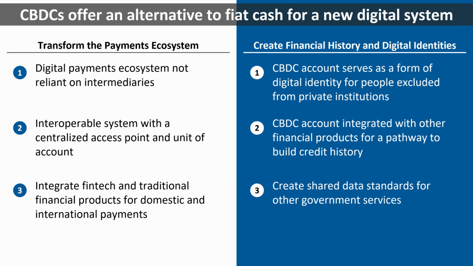Right now, you've seen different payment providers and different financial providers, all interfacing with one another and trying to interact. The challenge, of course, is that you have different systems, and that slows down payments. For example, in the United States, it took months for the COVID stimulus check to reach people, because you have all these different systems that a stimulus check has to go through. By creating an interoperable system, you're also able to integrate fintech and traditional financial products to create a broad ecosystem for domestic and international payments.